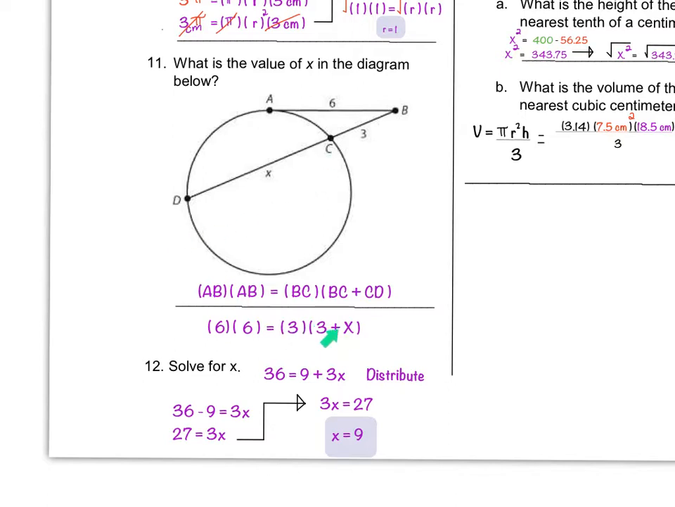So once I distribute, I end up with 36 equals 9 plus 3x. If I subtract the 9, I end up with 27 equals 3x, and that means I have 3x equals 27, which is the same thing as x equals 9, and that is what they asked us to find on problem number 11, x.